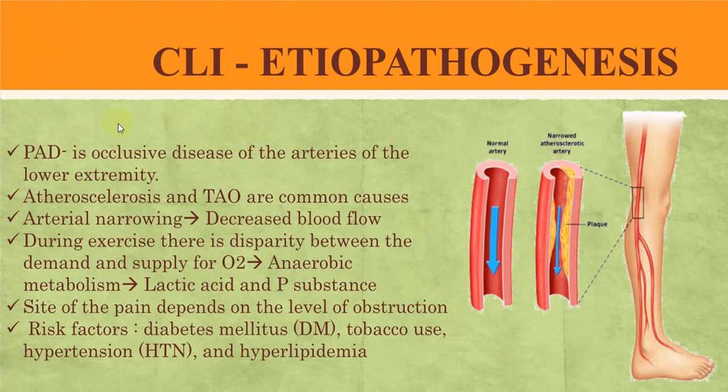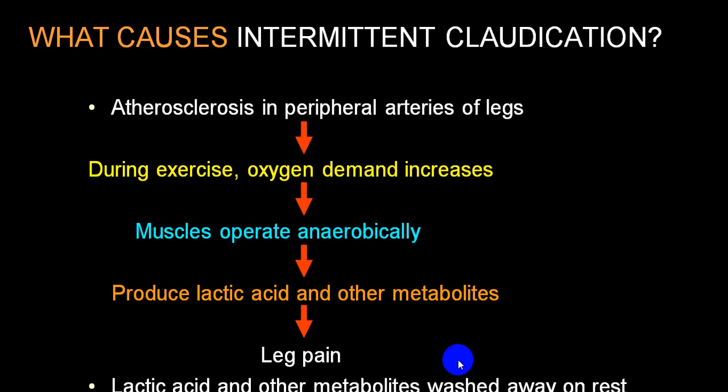Critical limb ischemia, we already mentioned the commonest causes are atherosclerosis and TAO. We have already mentioned all those. Because of occlusion, there will be anaerobic metabolism, lactic acid production, and substance P production, which will give rise to pain. We call it intermittent claudication. The risk factors we have already discussed, all those modifiable and non-modifiable risk factors. Indirectly, those are all the risk factors for atherosclerosis. So you've got atherosclerotic peripheral arterial involvement, more commonly of the lower limb than the upper limb.